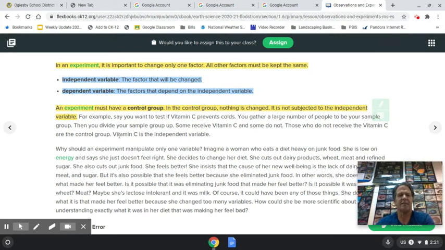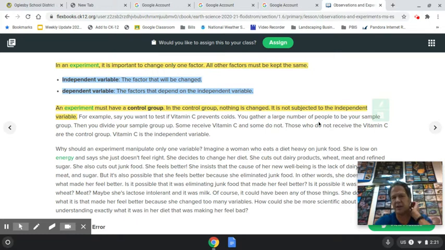Okay? Vitamin C is the independent variable. So the experimental group always receives the independent variable. The control group does not. Okay? That's the only thing that's different.